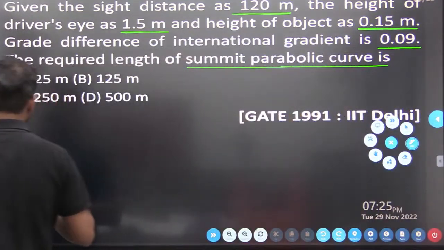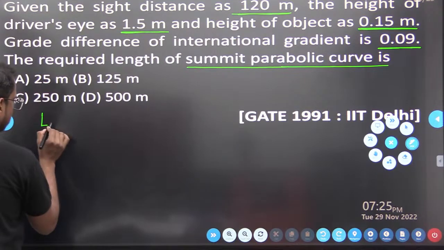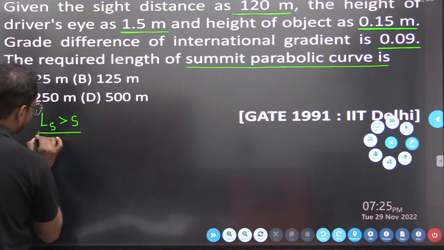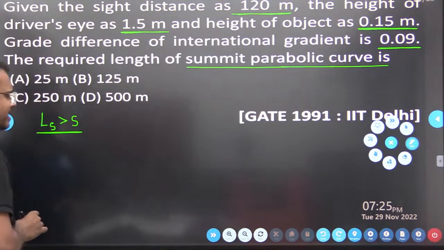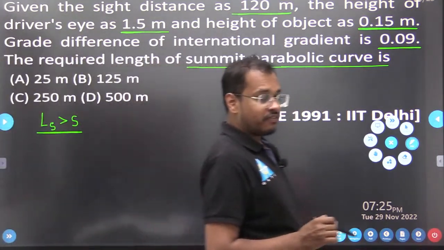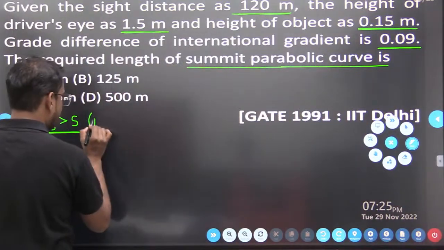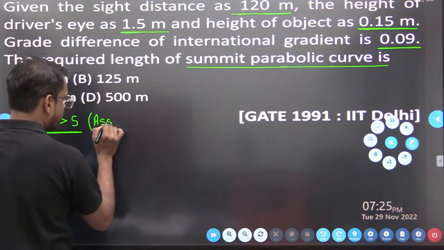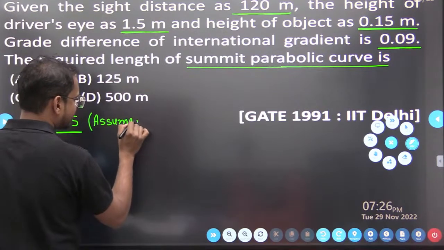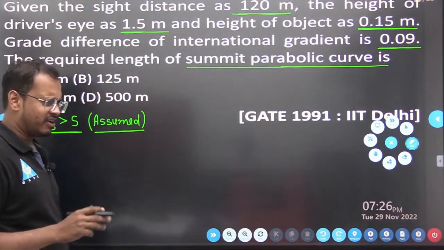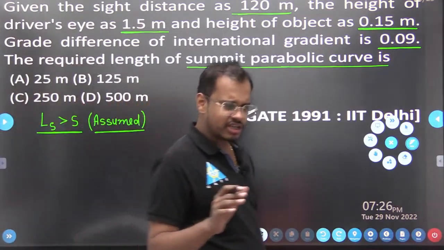I will always consider that the length of the summit curve is greater than the sight distance. If the length of the summit curve is greater than the sight distance, it is assumed. I assumed the length of the curve is greater than the sight distance, but I don't know if my assumption is correct or not.